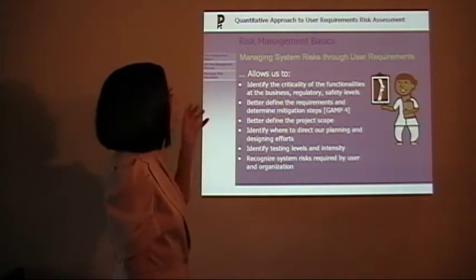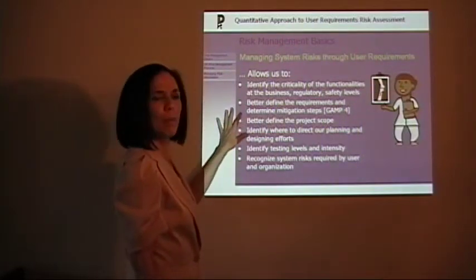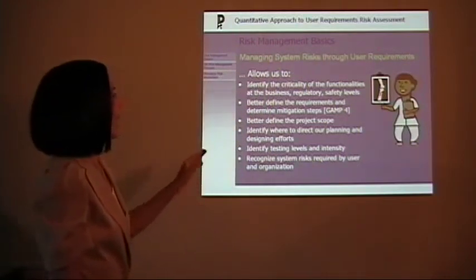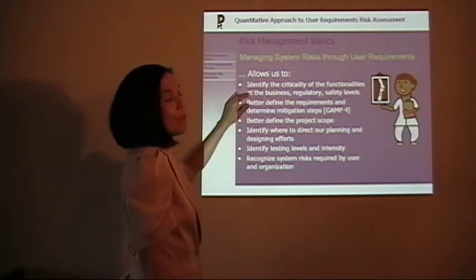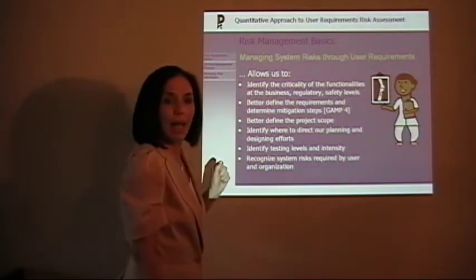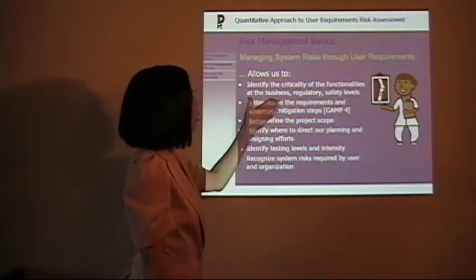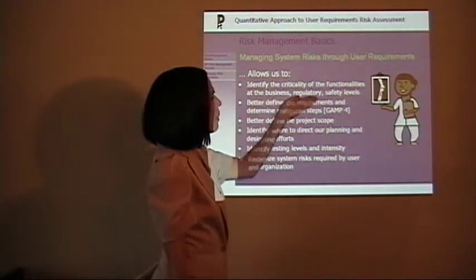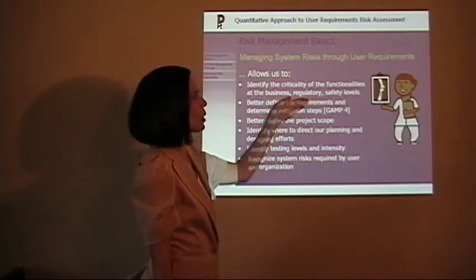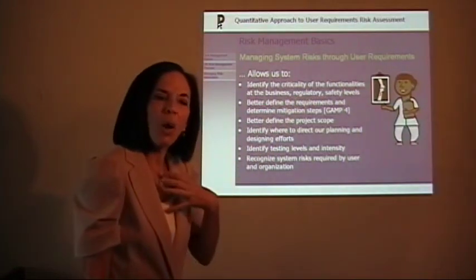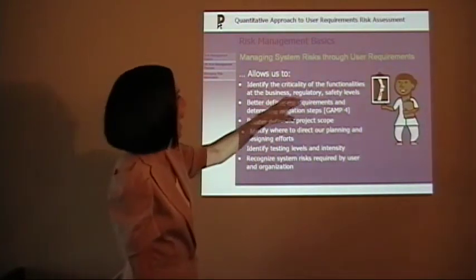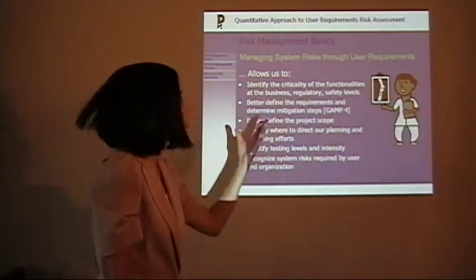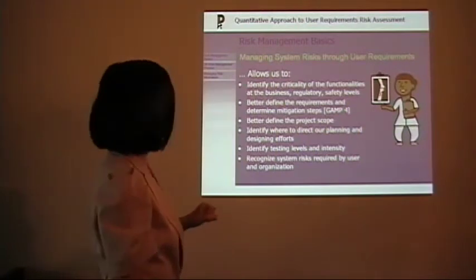It allows us to better define the requirements and determine mitigation steps. And actually, if I look at these two, I can identify even risk levels at the business basis. This user requirement, how does it affect my business continuity? If something goes wrong with that user requirement, how does that affect my commitment to regulatory agencies? And how does it affect my commitment to my customers with respect to safety?